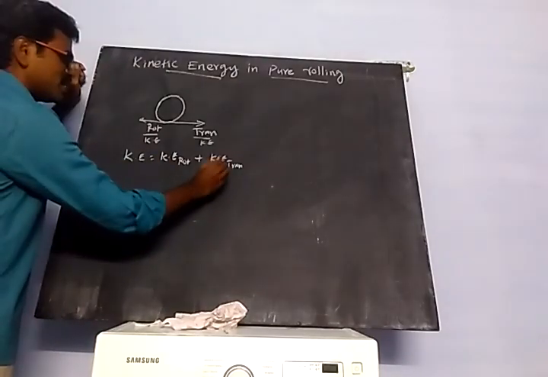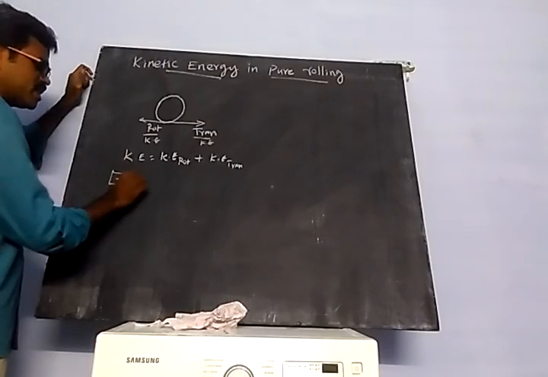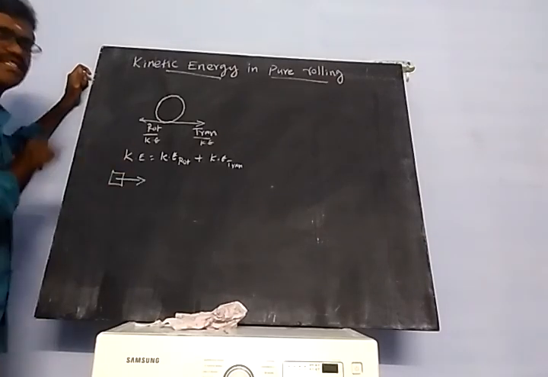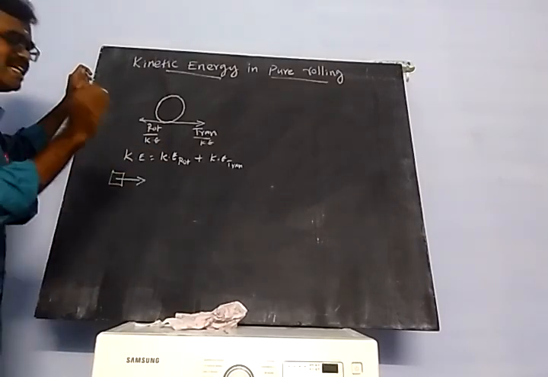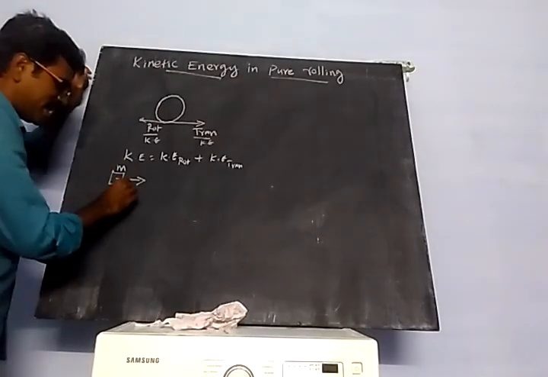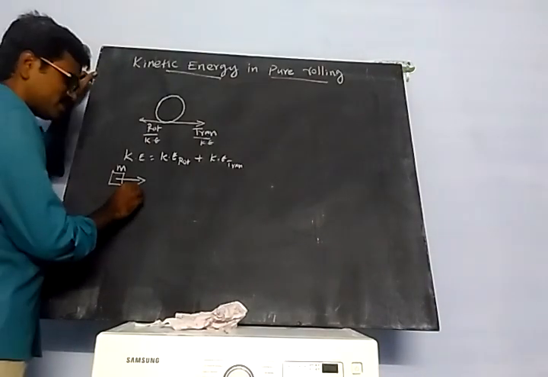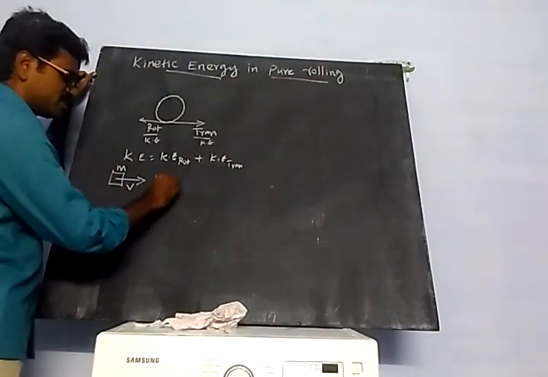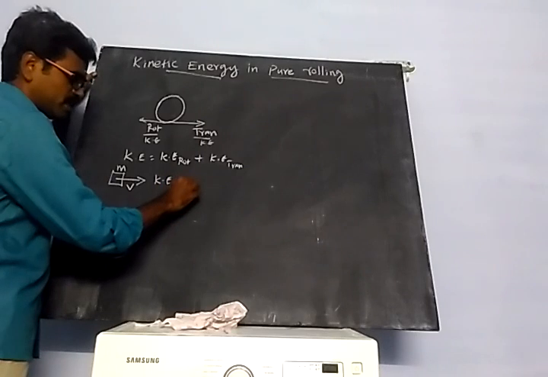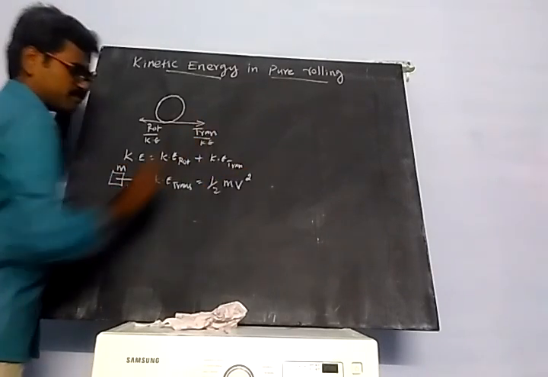Now, kinetic energy in translational motion. Consider one object moving in translation. Translation means it is moving in a straight line. It has mass m and velocity v. What is its kinetic energy? In translational motion, the kinetic energy is equal to half m v square.